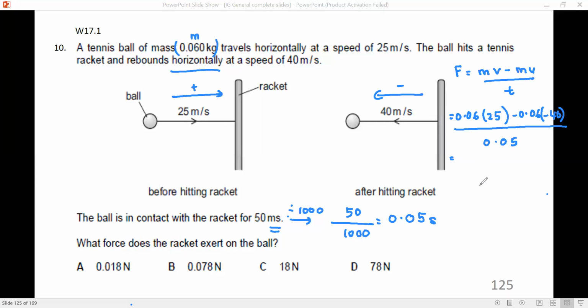So you calculate 0.06 times 25, you get 1.5. Minus 0.06 times 40, you get 2.4. But this is negative, so it becomes plus. 1.5 plus 2.4, divide by 0.05. So you get 78 Newton. So the answer is D. This is how you answer the question about force.